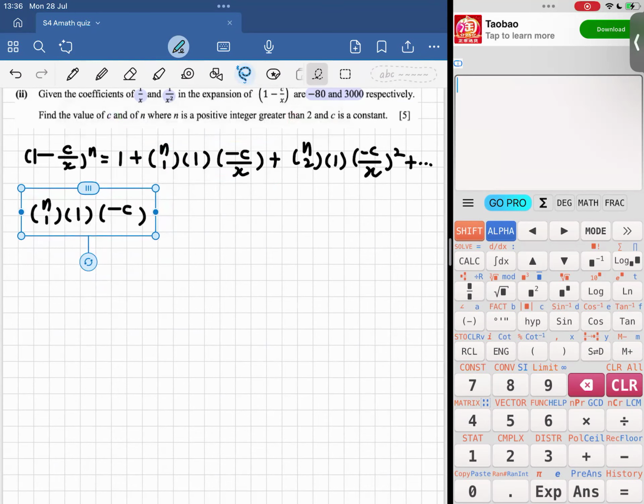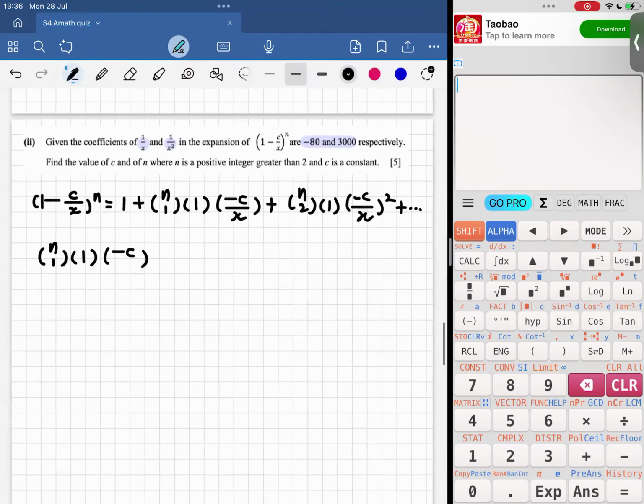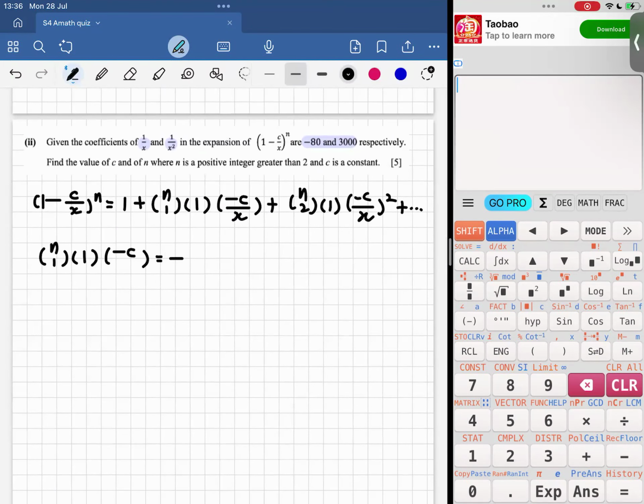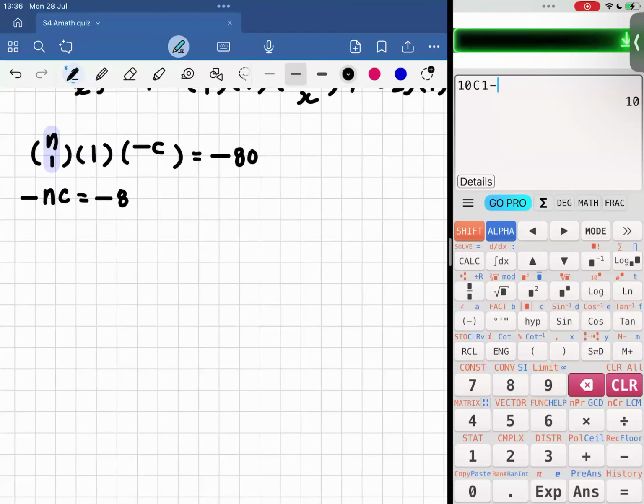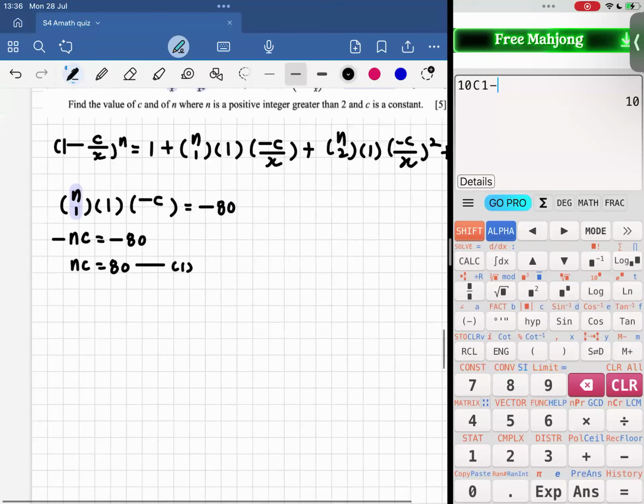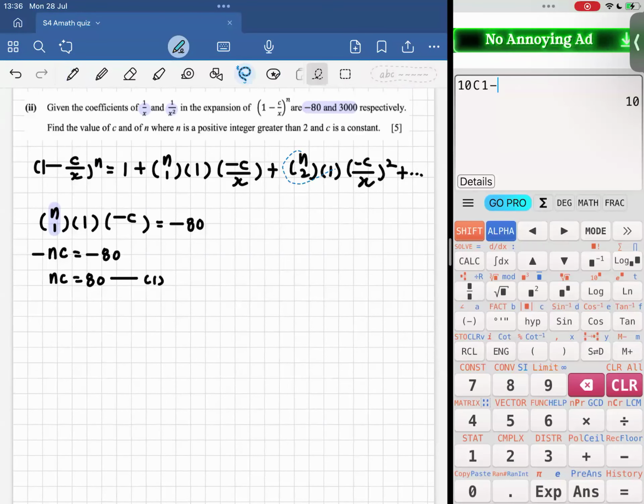So this one over here is actually the coefficient of 1 over x, which gives me negative 80. Am I right? So what's n choose 1? N choose 1 is always n. If you forget, you just press 10 choose 1 and you get 10. Okay, so this one is n times c, so negative here, equals to negative 80. So what I have here is that, okay, nc equals to 80. This is my first equation that I need to work with. Not scary, right?